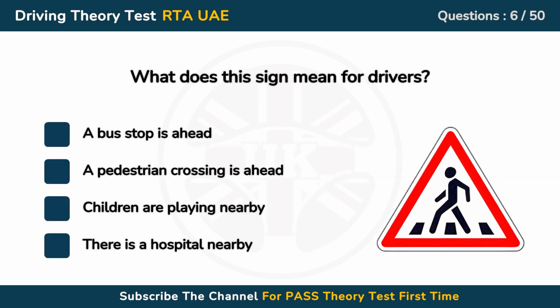Question 6. What does this sign mean for drivers? A. A bus stop is ahead. B. A pedestrian crossing is ahead. C. Children are playing nearby. D. There is a hospital nearby.